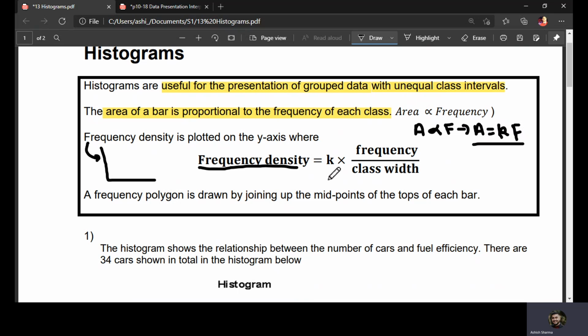Now, as I said, at GCSE, you were told categorically that frequency density is frequency over class width. Obviously, the fact that area and frequency are proportional means that K will have a bearing on this. A frequency polygon is drawn by joining up midpoints at the top of the bars. It's not a big concern though in the A-level course.